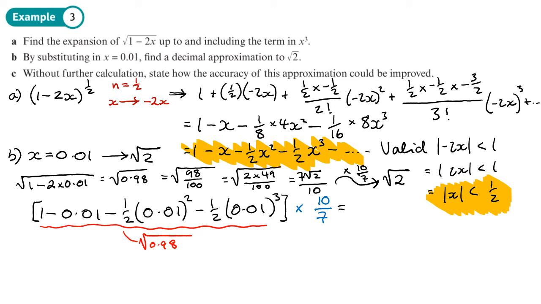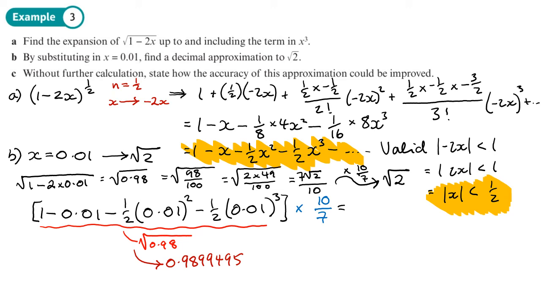1 minus 0.01, minus a half times 0.01 squared, minus a half times 0.01 cubed. Now I'm going to see if this is a number that I can write down. Well, this becomes, I'll write it down here, it's not particularly nice, 0.9899495. So that's basically like the square root of 0.98. Estimate for the square root of 0.98.